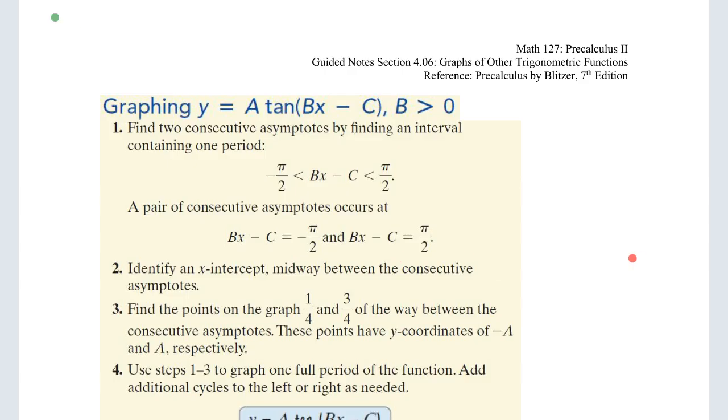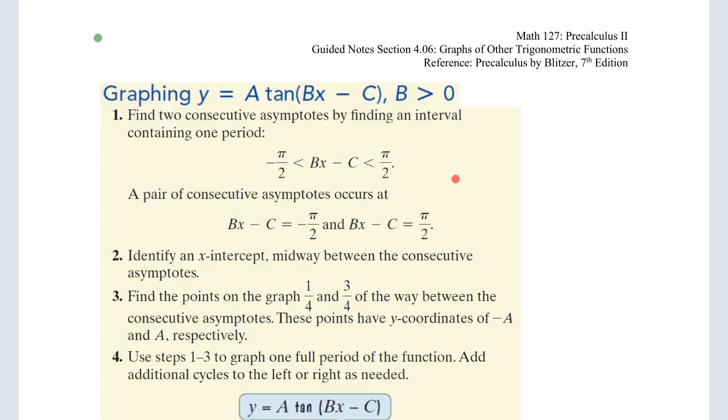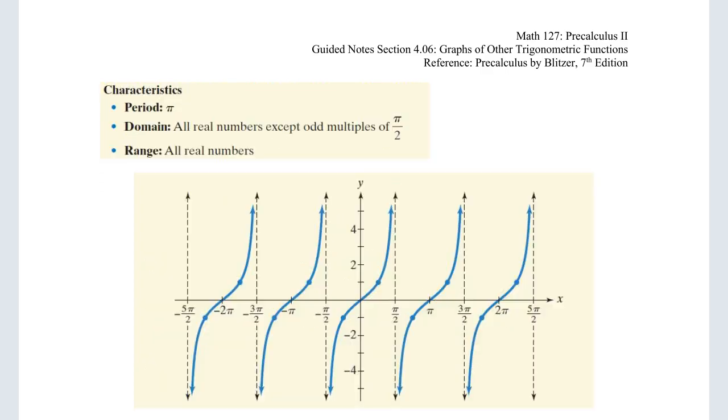All right, this is what our textbook is providing us. Again, we do have here step number one. We are computing for the consecutive asymptotes through this given inequality, which is a compound inequality, where we will start from negative pi over 2 to pi over 2. So if I go back to the graph here, this is the part that we are going to use as our key points.